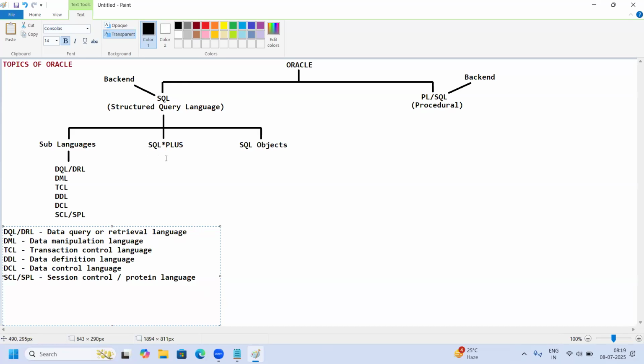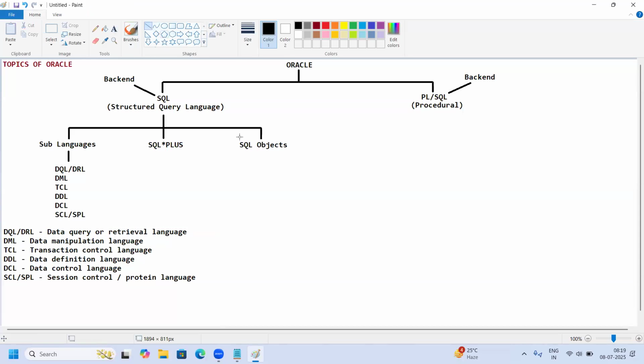SQL Star Plus does not have this kind of classification. It has topics to study, and when we come across them, we'll discuss that. And then remember, under SQL objects, we have a lot of things to study, and with this we'll be winding up our SQL part. Whenever I conclude SQL objects, it means we are done with the SQL part. And what do we learn in SQL objects?